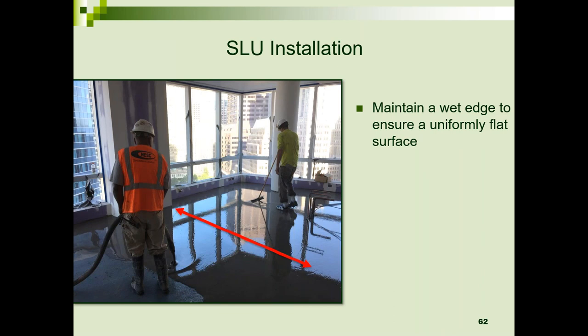If you apply new material to product that's already hardening, you can create a cold joint, but the bigger problem may be that as you apply the new material, it flows up against and over the top of the existing material, and you could create a ridge or a bump that may show through if you're doing a vinyl flooring or some soft flooring. You should always maintain a wet edge from pour to pour. No cold joints, no other bumps or other defects in the surface.